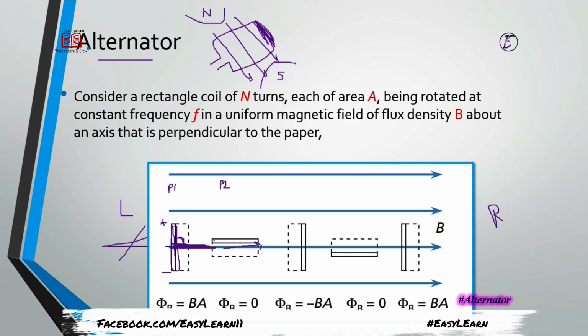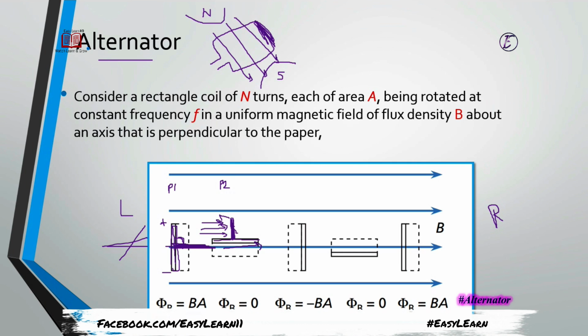In this position, this line is the normal to the surface, because it makes an angle of 90 degrees with the coil surface. The angle between the normal to the surface of the coil and the magnetic field is 90 degrees. What does it mean? It means that theta is 90, so cos 90 is 0.